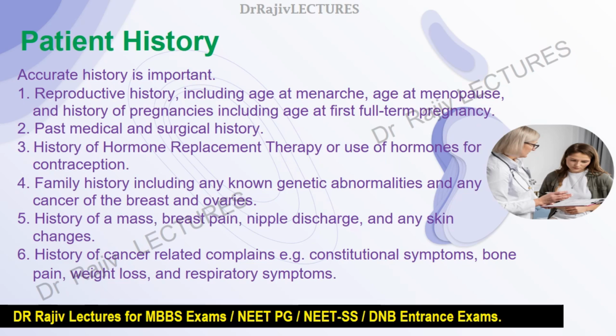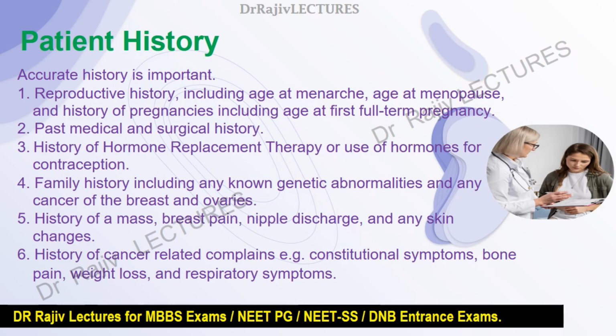An accurate patient history is important for detecting breast diseases. Also obtain a reproductive history including age at menarche, age at menopause, and history of pregnancies including age at first full-term pregnancy. If the patient has had a hysterectomy, determine whether the ovaries were removed. Ask for use of hormone replacement therapy or use of hormones for contraception. The family history should include any known genetic abnormalities and any history of cancer of the breast and ovaries.